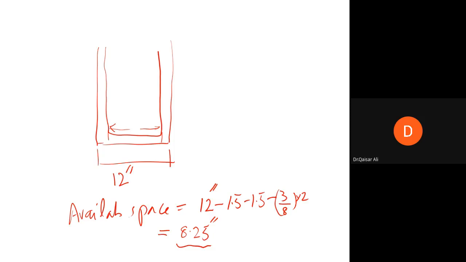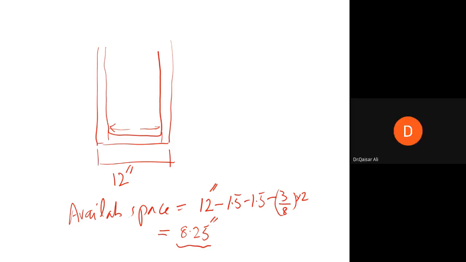Okay, so the available space is 8.25 inch. And the diameter of number 4 bar is half. Sir, can you please explain again the space? Sir, can you once again explain the available space?